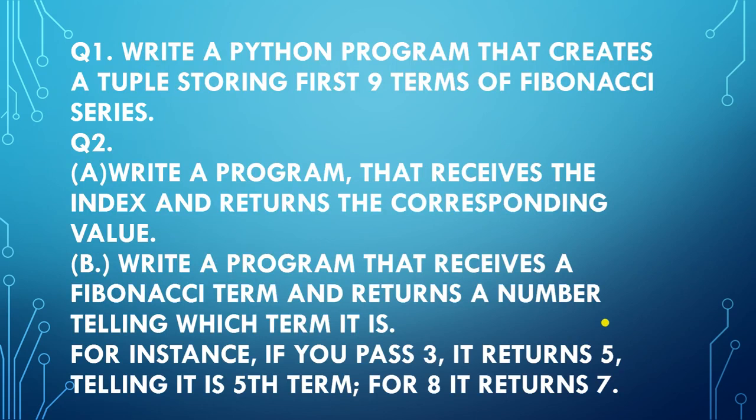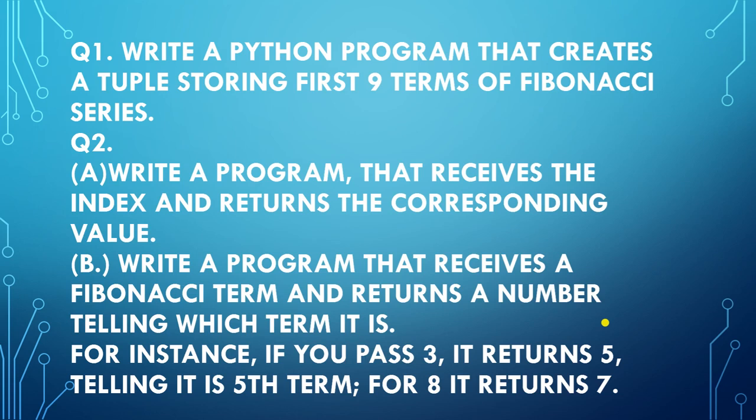Okay, so your question number 1 is this. In this you have to write a program that creates a tuple storing the first 9 terms of the Fibonacci series. Then question number 2, based on question number 1, works with the same Fibonacci series. In this, you have to write a program that receives the index and returns the corresponding value.